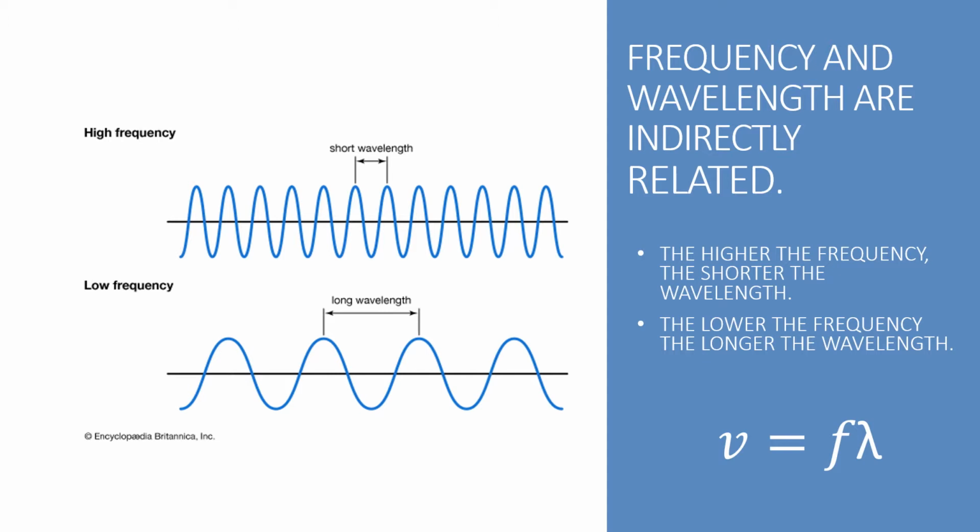It is important to note that frequency and wavelength are indirectly related. So the higher the frequency, the shorter the wavelength is going to be, as you can see in the top picture, and the lower the frequency, the longer the wavelength is going to be in the lower picture. So they're related by the equation velocity equals frequency times wavelength. So knowing the velocity of a wave and the frequency of the wave, you can solve that for wavelength, or you can solve for frequency just by what you know.